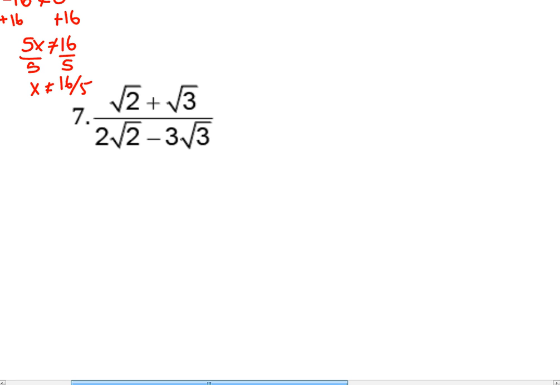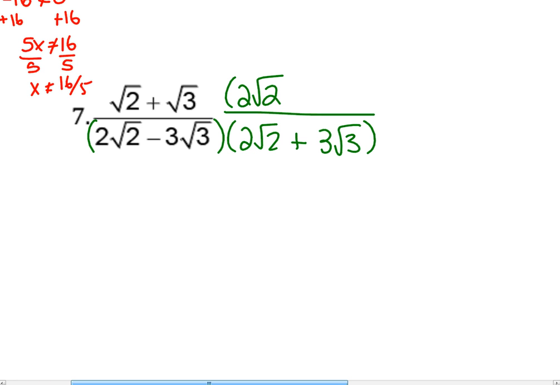What would I have to, oh, this is good because it's a little different. What would I have to multiply top and bottom by? 2 root 2 plus 3 root 3. It has to be identical, just opposite sign. As long as it's a binomial. Doesn't matter what's there, identical but opposite sign. Okay, this is fun. There's a lot of 2's and 3's in here.